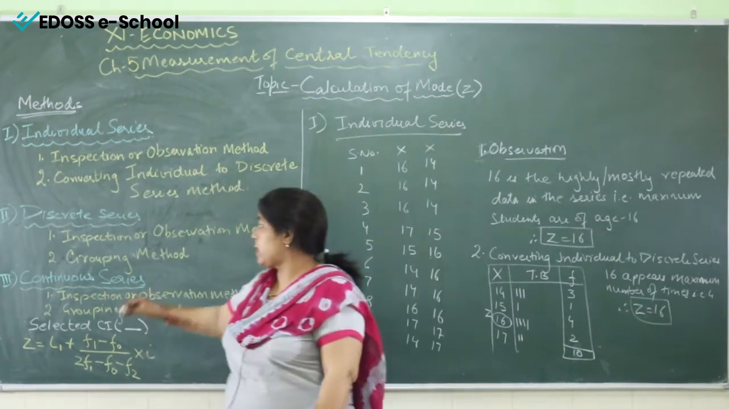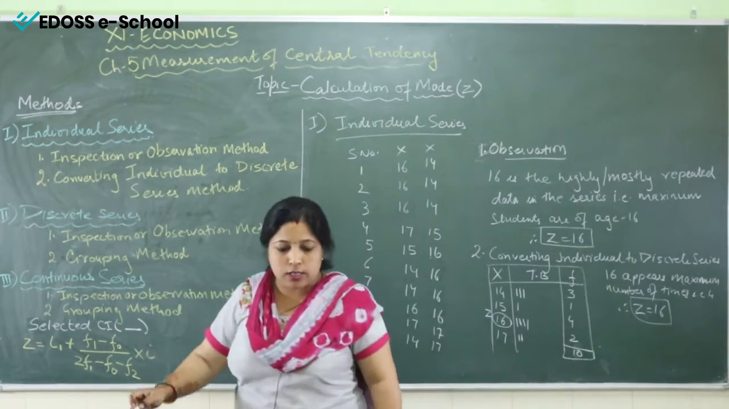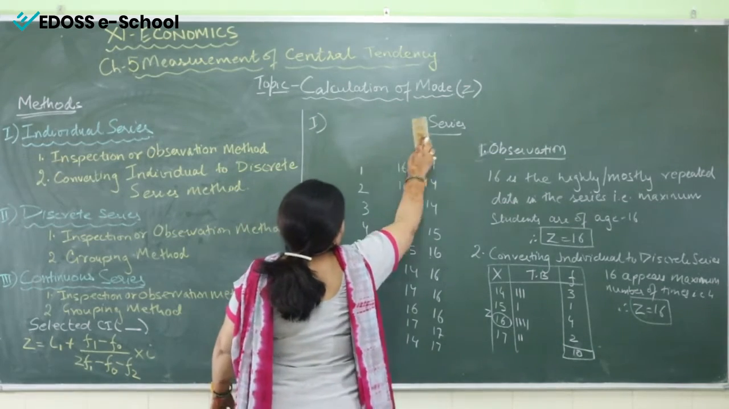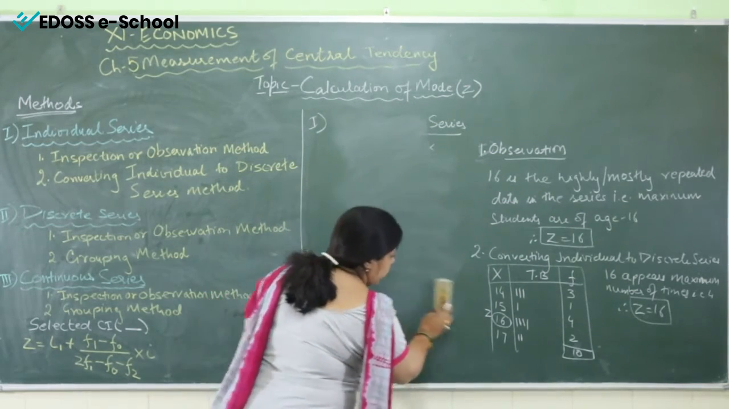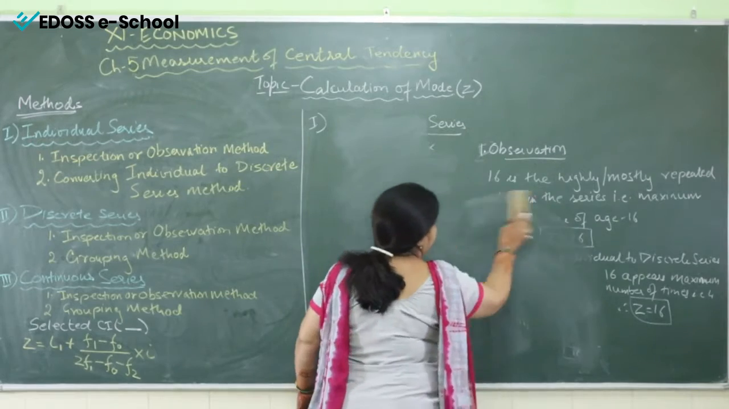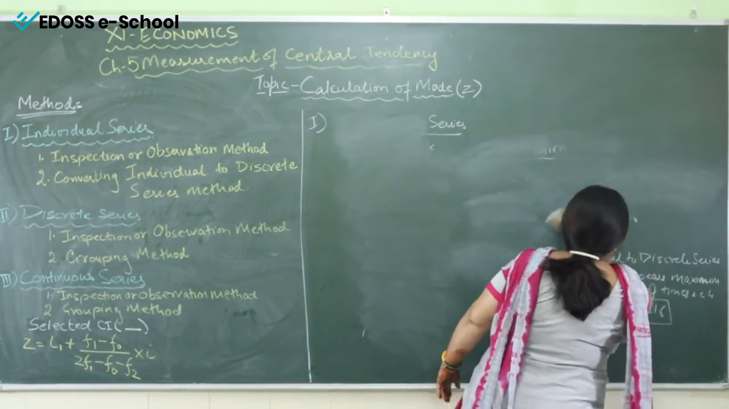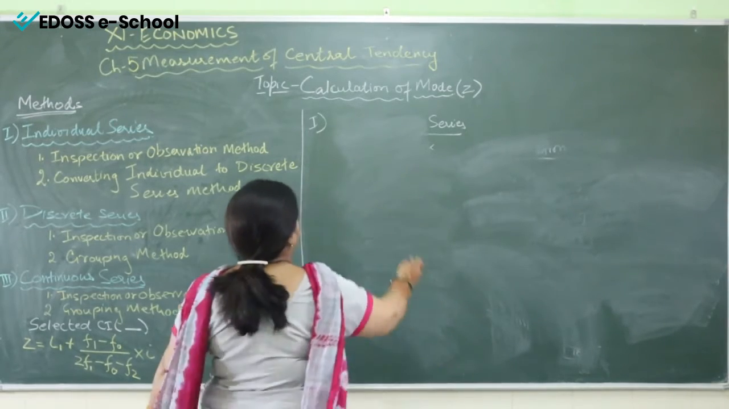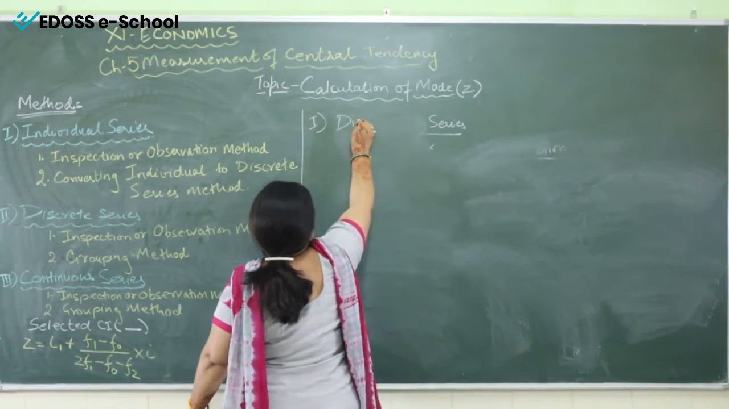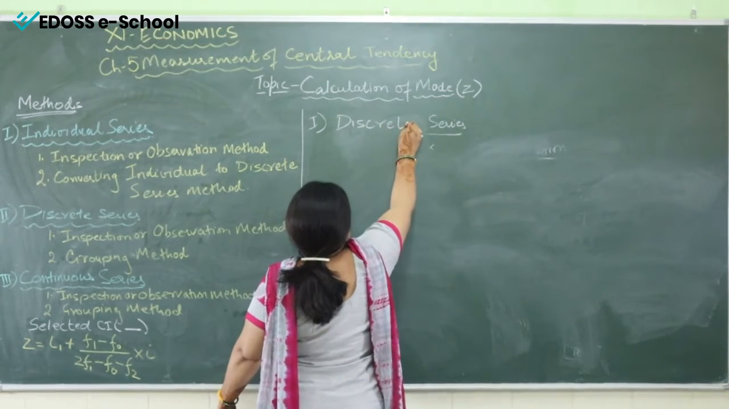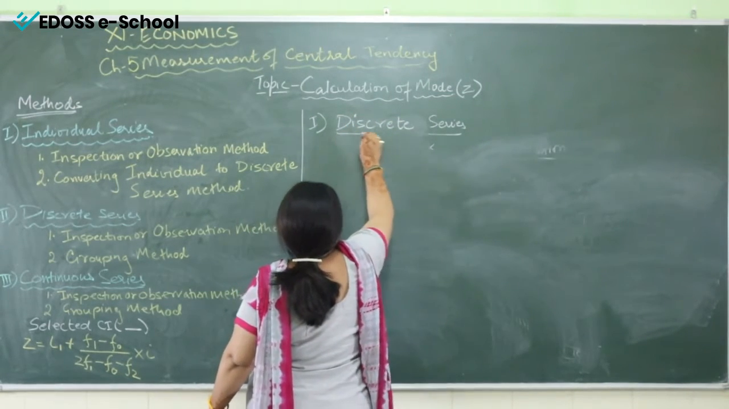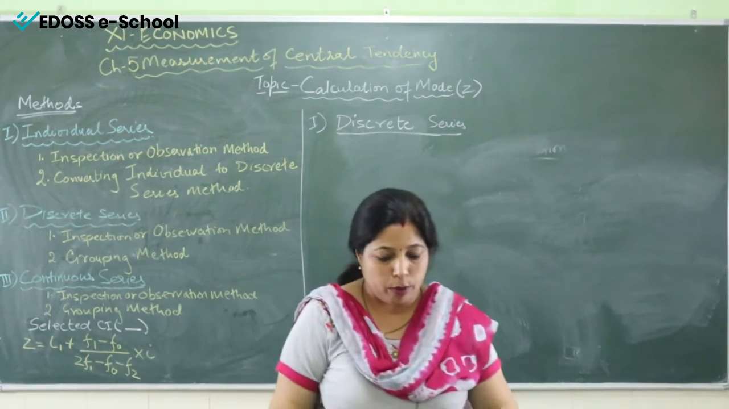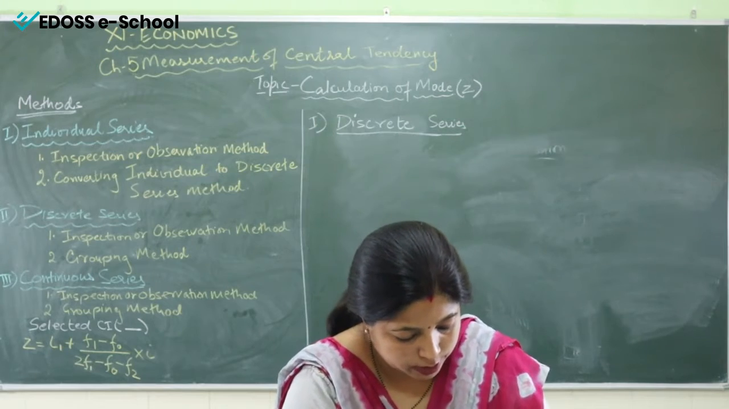Now we are going to take the next part, that is the discrete series. So I am erasing this part, the individual series. Discrete series we have already done, but we are going to do it in another numerical. Fine. So now the discrete series. Let us take a numerical from a book for discrete series.